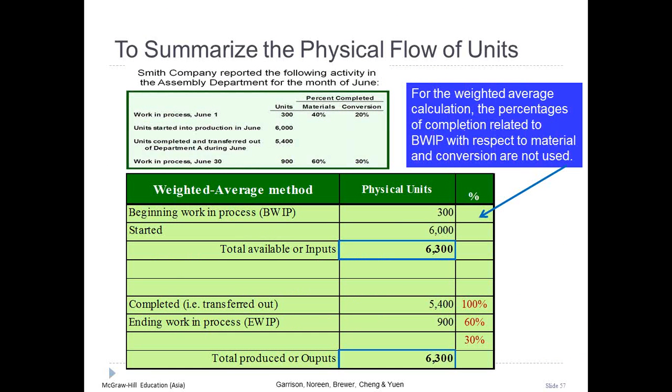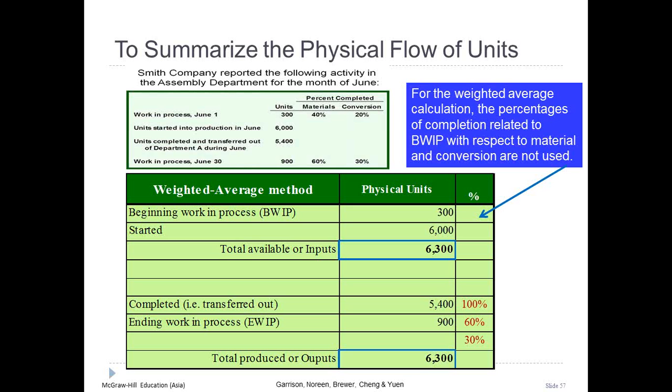Now let's summarize the physical flow of units. Inputs equal outputs. Inputs equal beginning work in process plus units started. Outputs equal units completed, which are transferred out, plus ending work in process. In the weighted average method, input figures are identified to help check the output values, but are irrelevant for further calculations. Only the outputs are relevant for the weighted average costing approach.